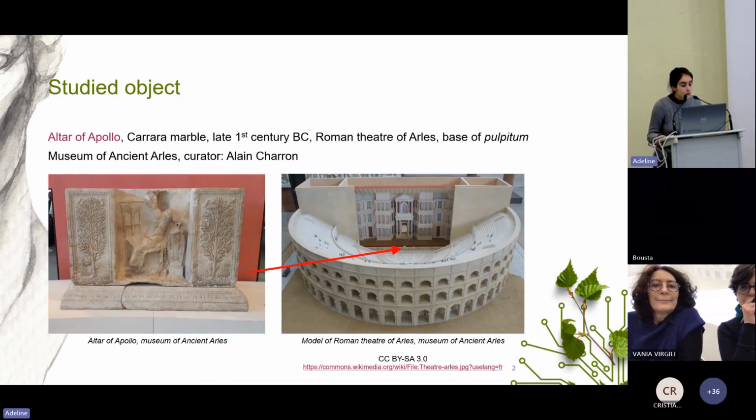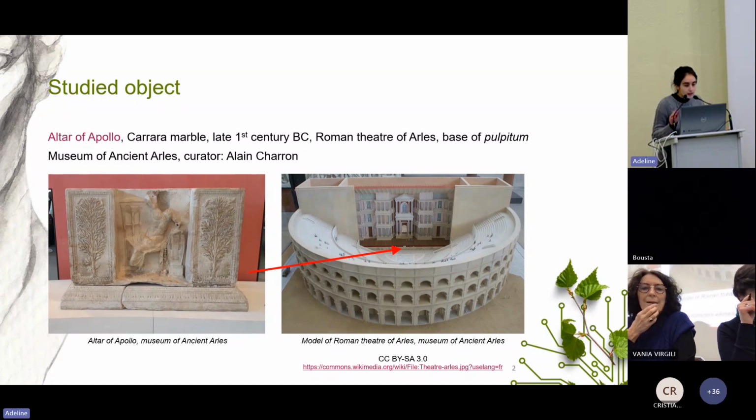It dates from the late 1st century before Christ, and it was located in the Roman theatre of Arles at the base of its pulpitum, which is the small wall in front of the scene. We could work on this altar thanks to the Museum of Ancient Arles and thanks to its curator, Alain Charon.